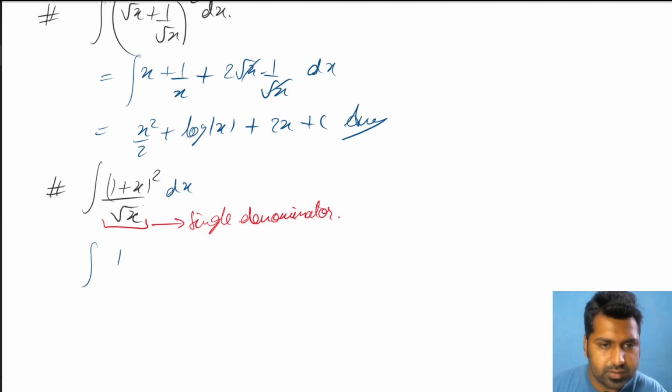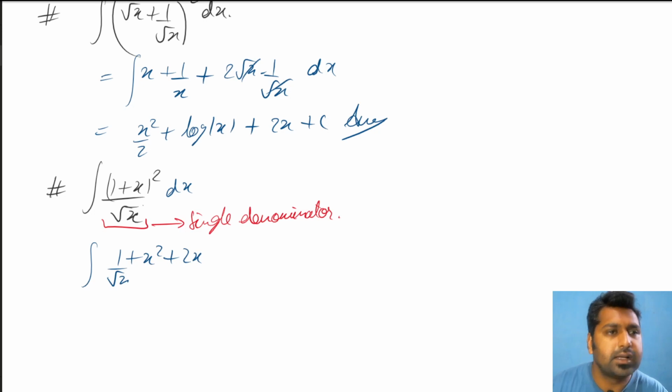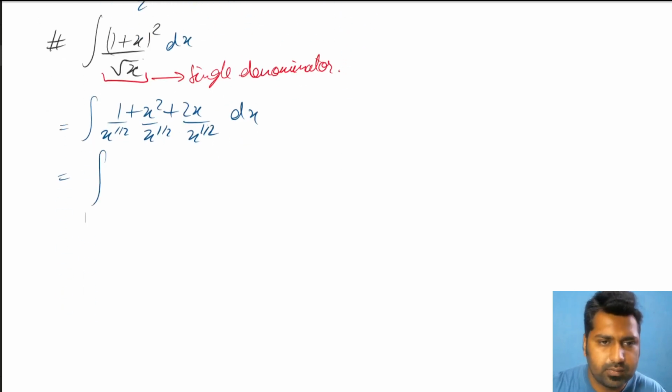So this is the integration of (1 plus x square plus 2x) upon root x. I'll write directly. Root x is x raised to power 1 by 2. So it becomes the integration of (1 plus x square plus 2x) upon x raised to power 1 by 2 dx. So that becomes the integration of x raised to power minus half, then x raised to power 3 by 2, and then 2 times x raised to power 1 by 2. Now you have to use the property of exponents, power subtract in division. So 2 minus 1 by 2 is 3 by 2, and 1 minus 1 by 2 is 1 by 2.